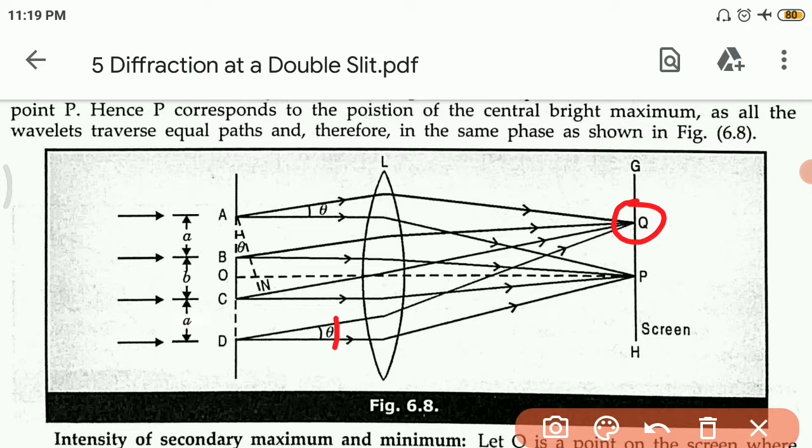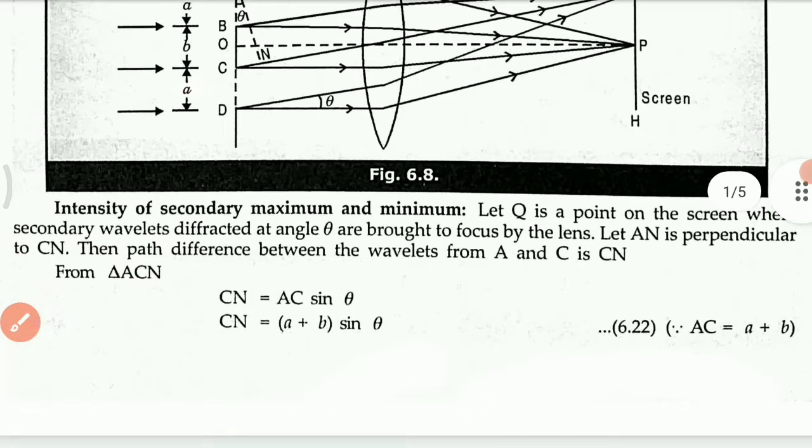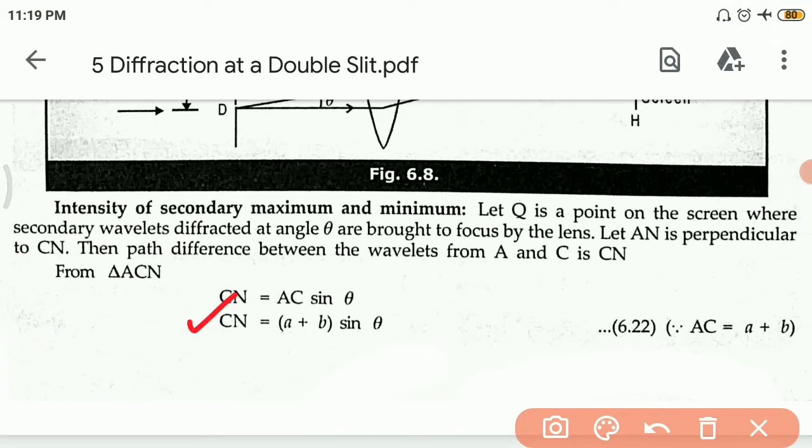Now if we look at the path difference, if we draw a perpendicular AN here, then the path difference will be equal to how much? CN, right? So the path difference between the wavelets from A and C will be CN, okay. Now you can see here in the triangle ACN, right, this is a right angle triangle, so CN will be equal to AC sin theta, or you can say CN is equal to (a plus b) sin theta, okay, because AC is equal to a plus b, okay.